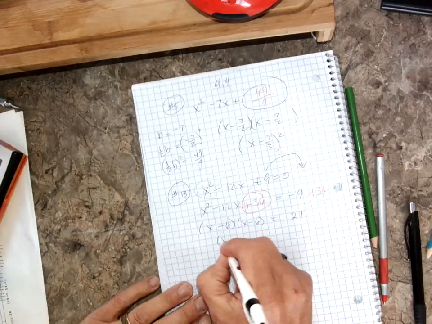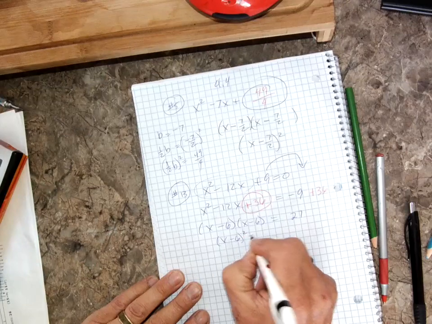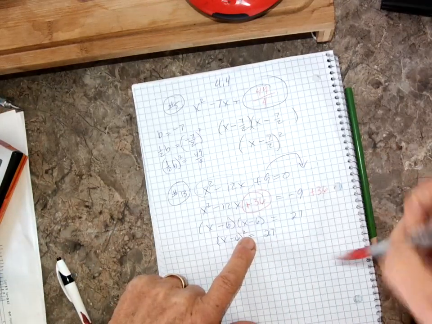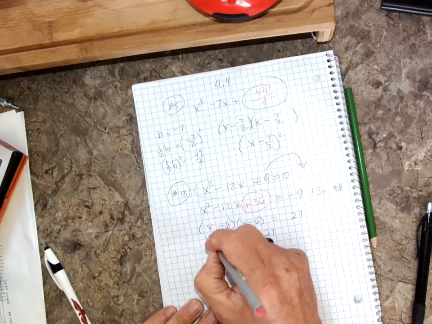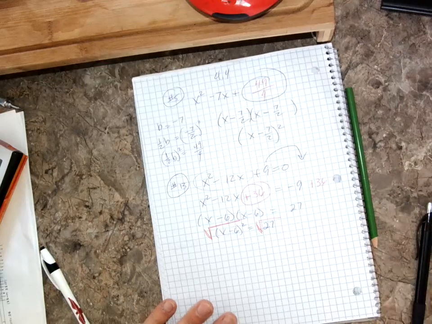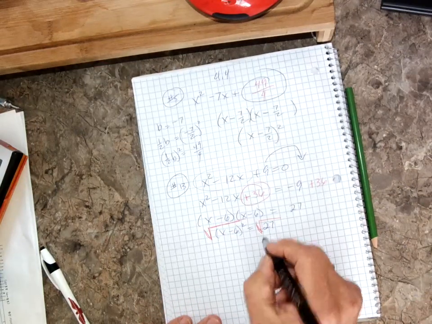This rewrites as (x - 6)² = 27. I want to solve for x, so I square root it. We'll cancel the square. And I know I'm going to have two answers because of the x squared: two answers, plus or minus.